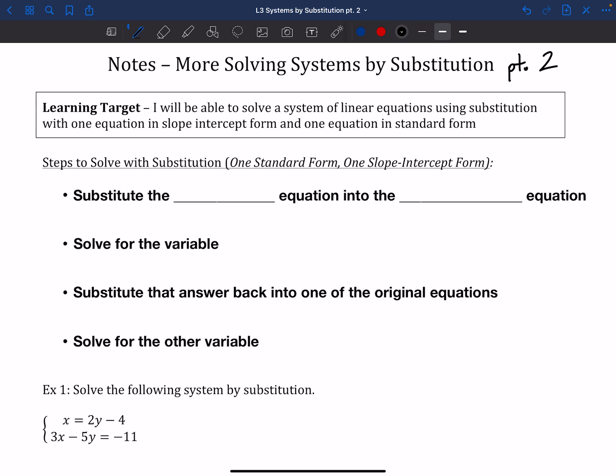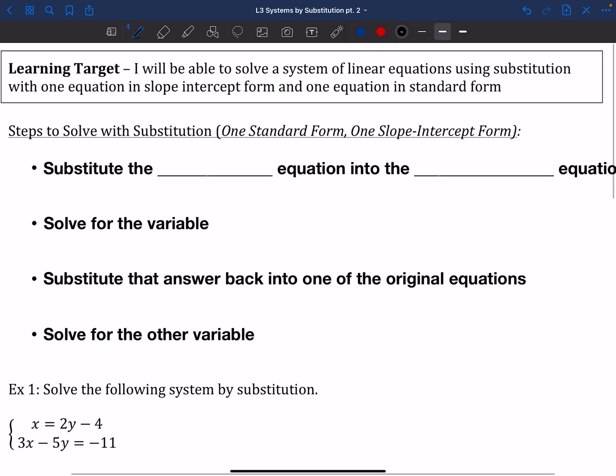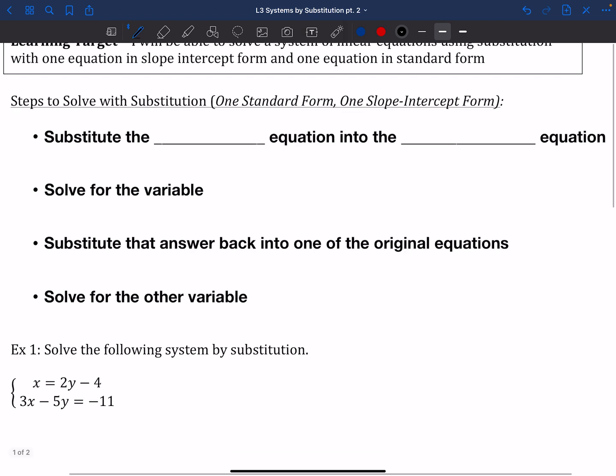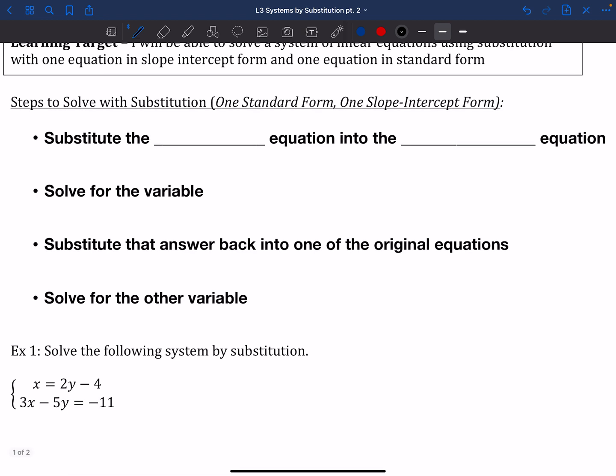This is what's going to happen when one equation is in slope-intercept form and one equation is in standard form. So let's jump right in and take a look at our steps. To solve a substitution where one is in one form and the other is in the other, we need to start by substituting the slope-intercept equation into the standard form equation.